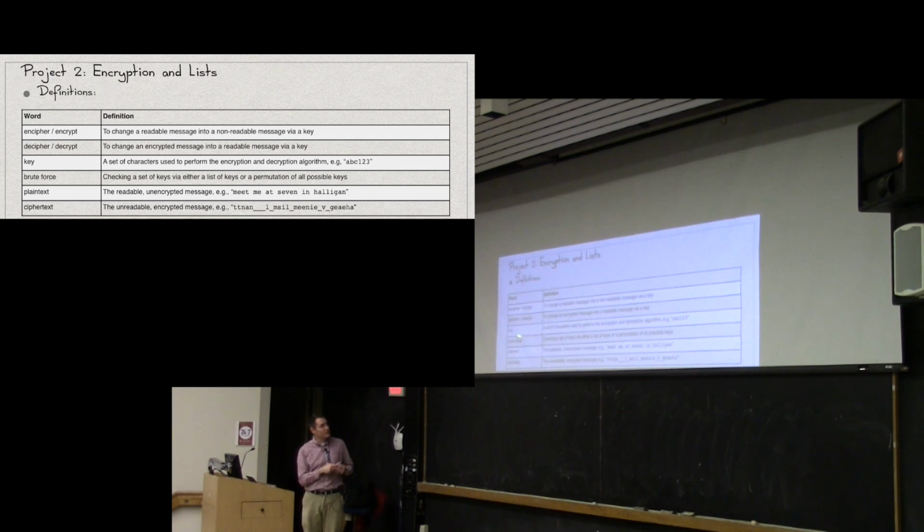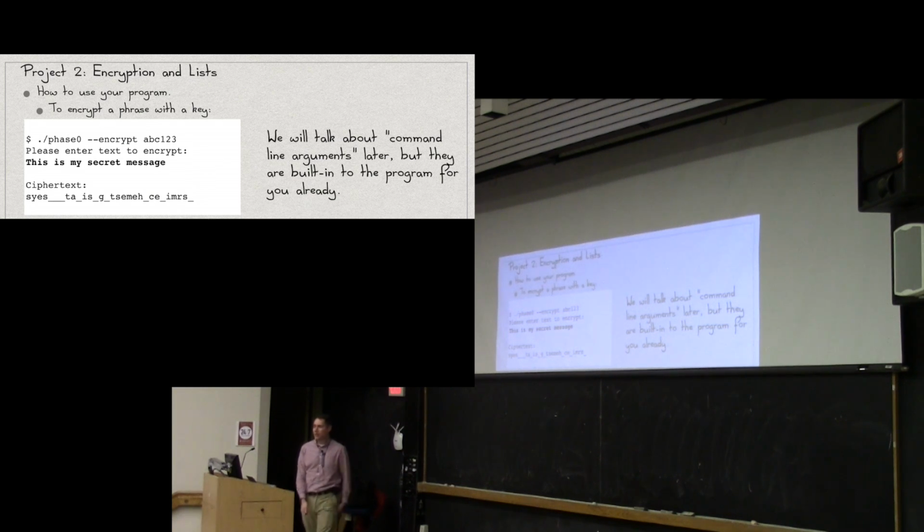The key is what you're using to do the actual encryption or decryption. Brute force means you don't have the key. You're going to try lots of different choices for the key. Plain text is the actual human readable text. Ciphertext is the unreadable encrypted text. Those are the big definitions.